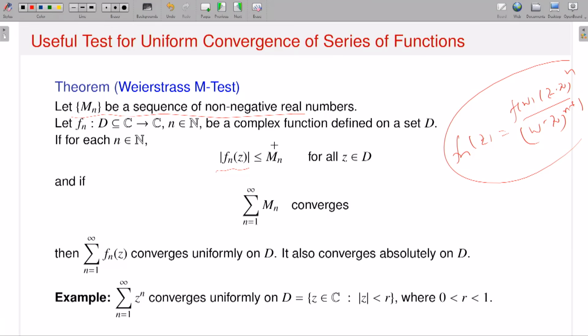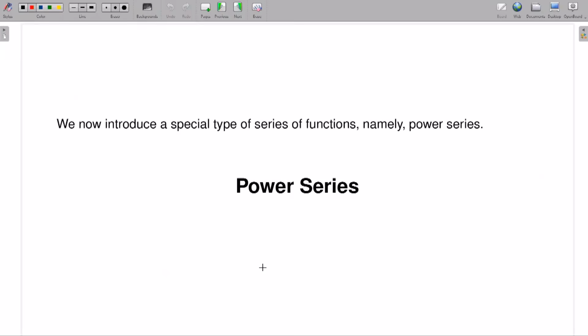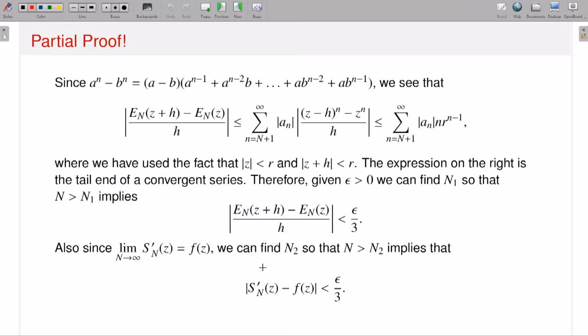And if this is dominated by M_n, what is my M_n? If you remember, my M_n is nothing but rho by R to the power n. And the sum over M_n is convergent because rho by R is less than 1. So if this is convergent, then this converges uniformly. So that exactly I have done.